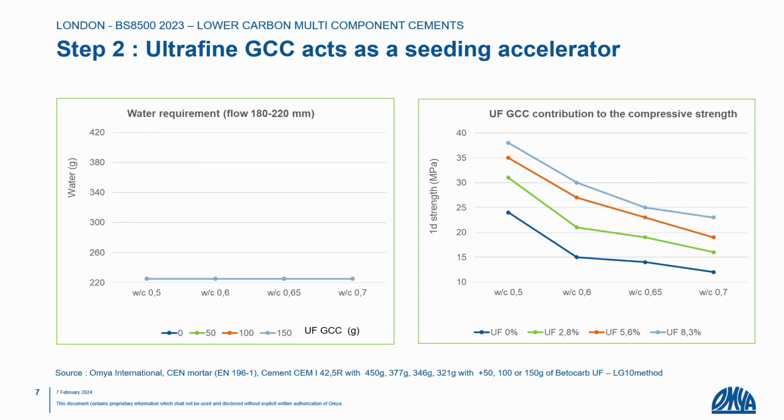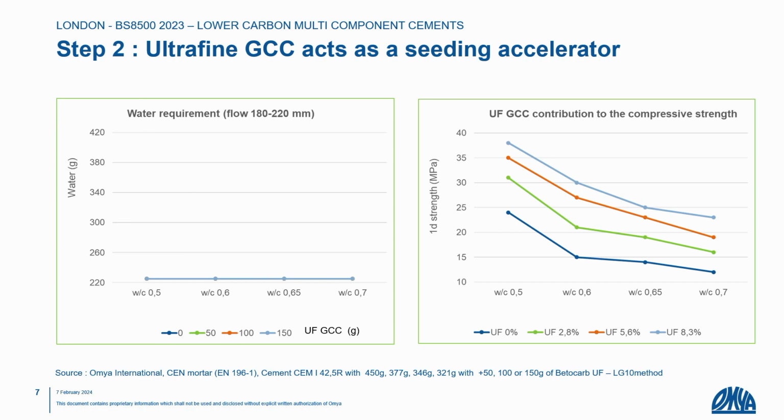On the right, you can see here the different water to cement ratio, and on the vertical axis, the strength at 1 day. 1 day, why? Because early age, we will see after, of course, 28 days, but the main added value of an ultrafine ground calcium carbonate is the added value of 1 day. And you can see that for all water to cement ratio, the positive contribution of the addition of the ultrafine calcium carbonate in addition to the cement.